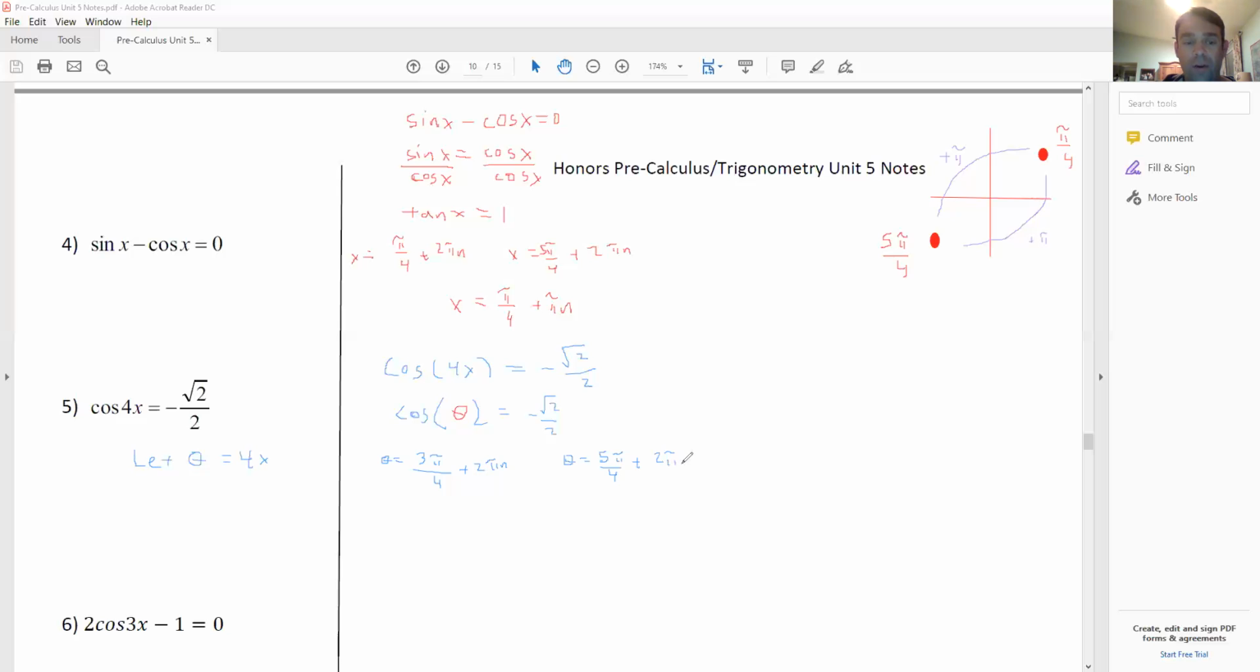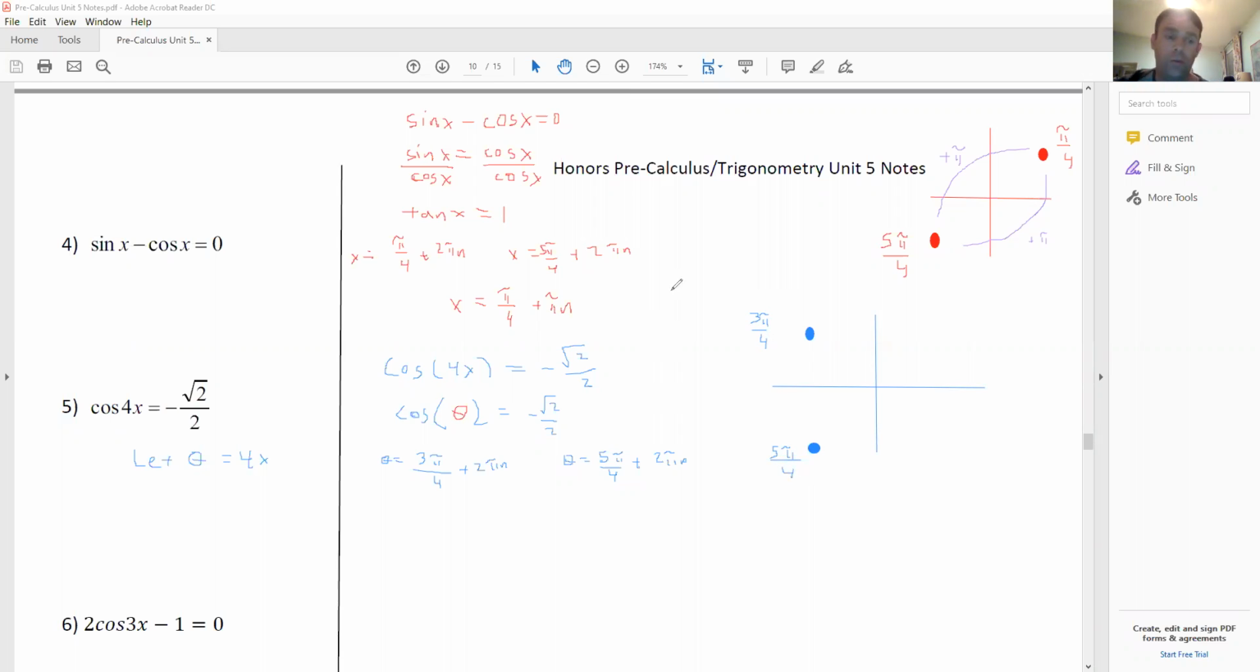Now, before I put my 4x back in there, I want to check to see if any of these link up. Do my solutions possibly link up? Here's 3 pi over 4. Here's 5 pi over 4. And when we're looking at it, they do not link up together. So we can just go ahead and move on like normal.